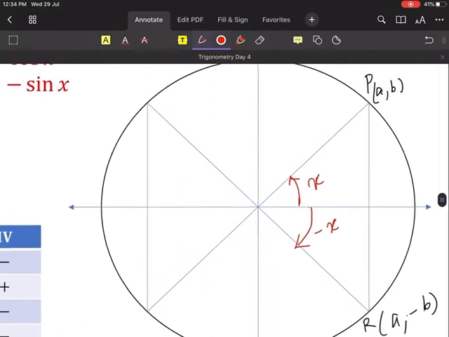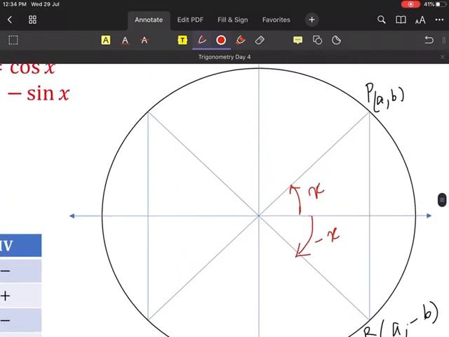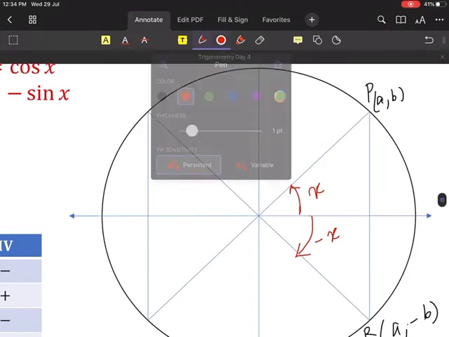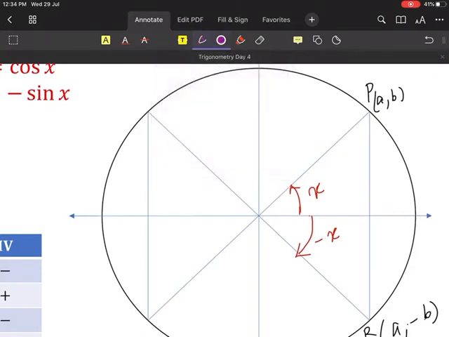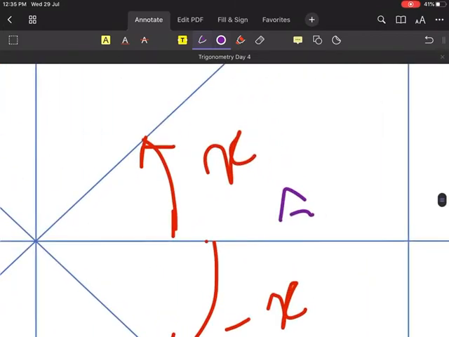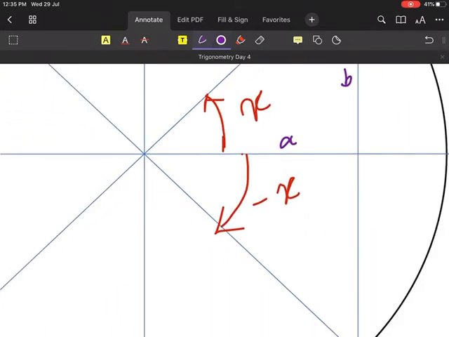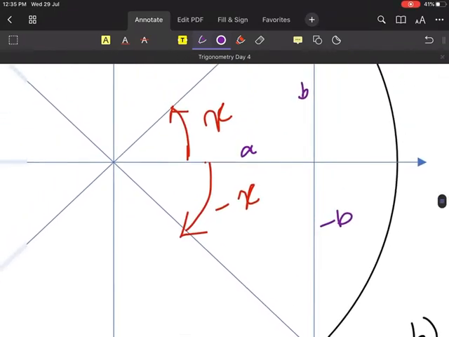Okay, clear? So now this is a comma b, so this length is our a, this length is our b, and in here this length is our a, this length is our minus b.